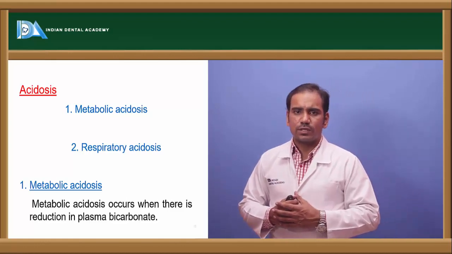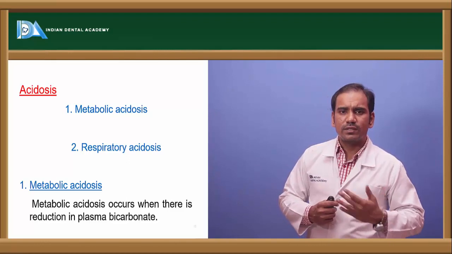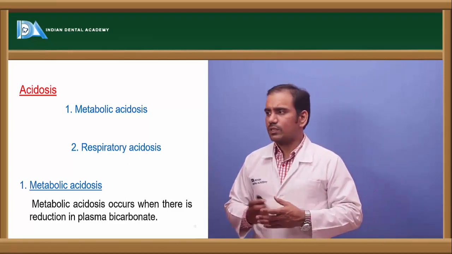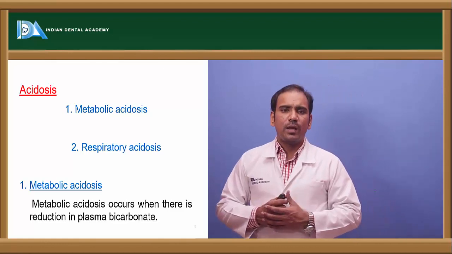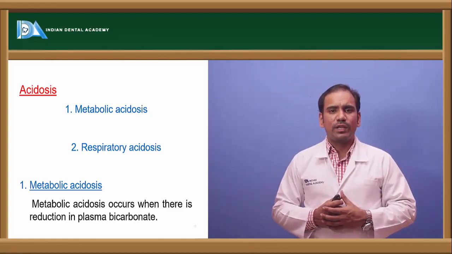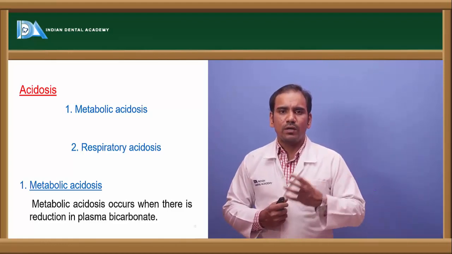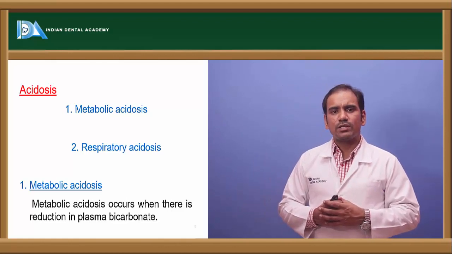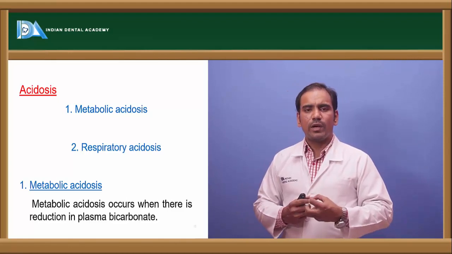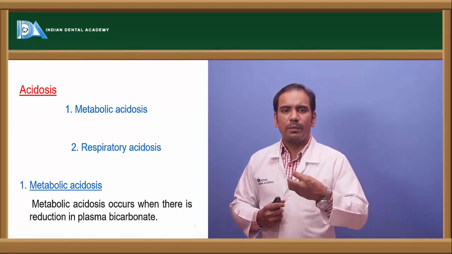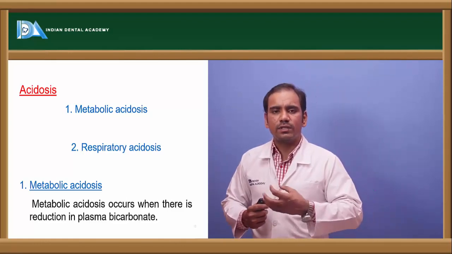So what is acidosis? We know that when pH is less than 7.35, we call it acidosis. Coming to metabolic acidosis and respiratory acidosis, first we will discuss metabolic acidosis. Metabolic acidosis is primarily because of deficiency of bicarbonate. The main reason behind metabolic acidosis is deficiency of bicarbonate. Whenever bicarbonate is deficient, a sufficient concentration of alkali reserve is not maintained.